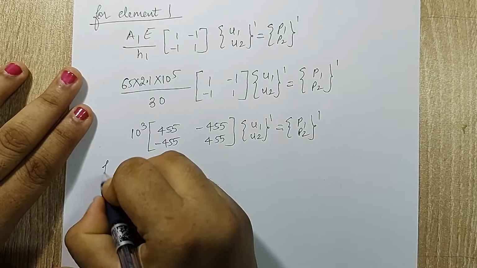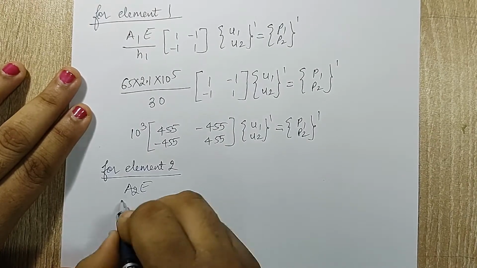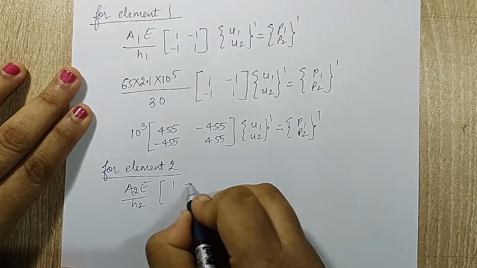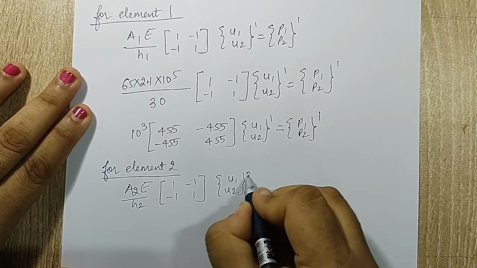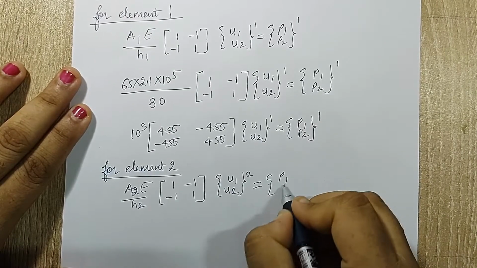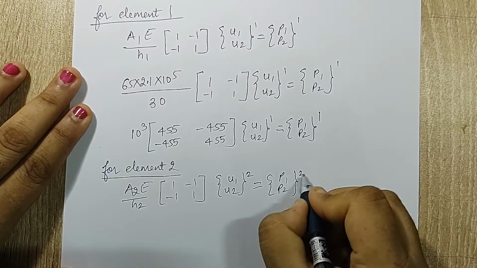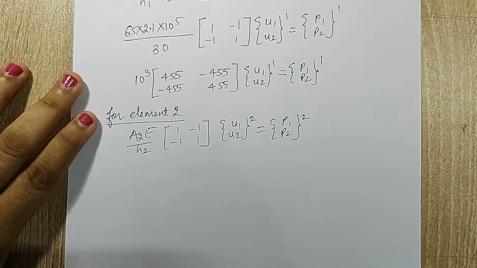Next I'll go for element 2. It will be A2 E upon H2 [1 -1; -1 1] [U1 U2] raised to 2 is equal to [P1 P2] raised to 2. I think now you can solve by substituting values.